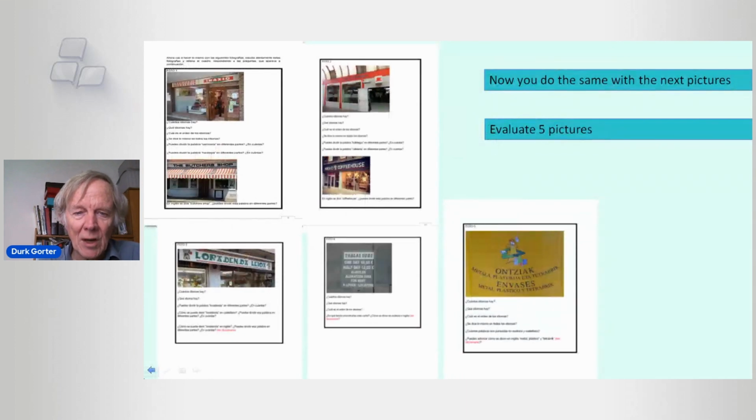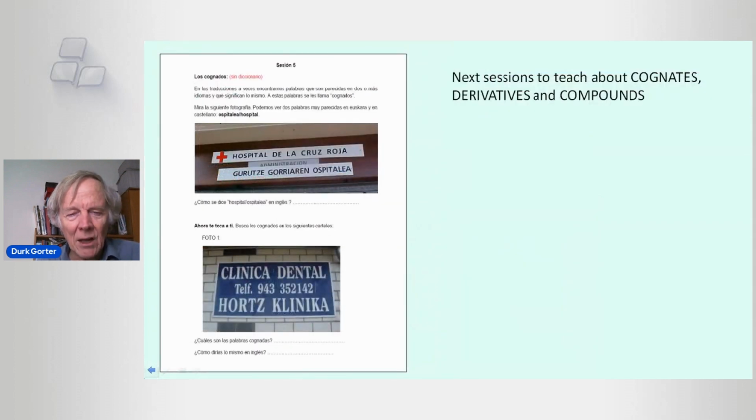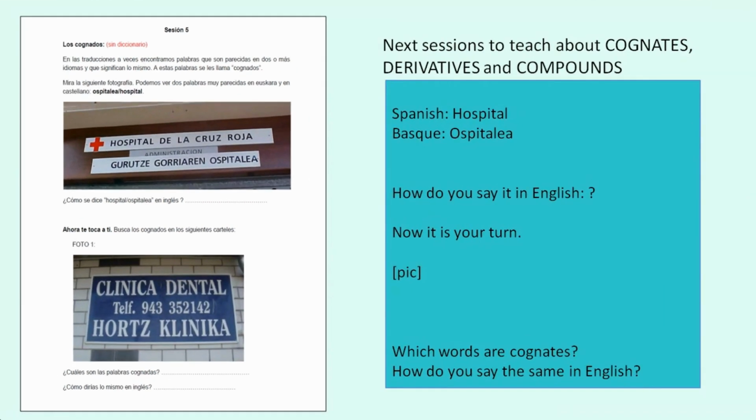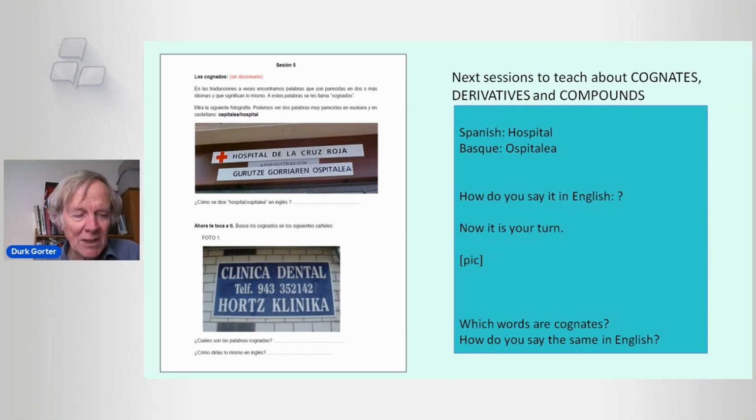And so we gave them the assignment to do the same, because this was an example, to analyze the signs in these different pictures and to evaluate those pictures as well at the same time. And then we also did some sessions about cognates, derivatives, and compounds that can be found in the different signs. And then we were asking them things like, in Spanish it's hospital, in Basque it's hospitalea, and how do you say it in English? What are cognates, and how do you say the same in English? So these were teaching materials using the linguistic landscape.